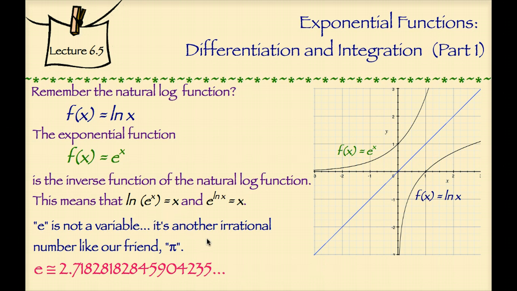Remember that e is not a variable. It's another irrational number like our friend pi. And here is the decimal approximation for e. Not that we're ever going to necessarily need all of these digits.